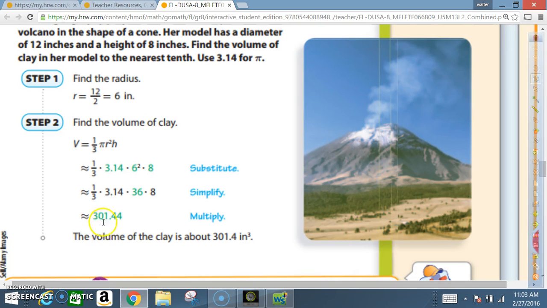And since they said round to the nearest tenth, 301.44, the first 4 is in the tenth spot. So I look to the number next to it, and I notice that it is less than 5. So the 4 will stay the same. So my final answer is 301.4 inches cubed. Once again, don't forget volume is in cubic inches. In cubic measures.